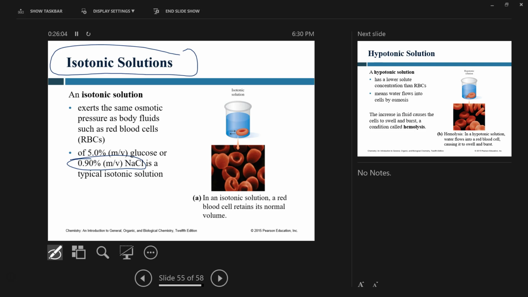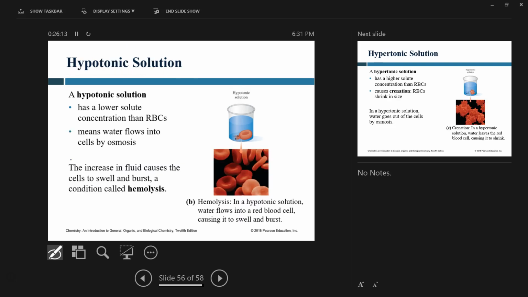So, isotonic solution. In an isotonic solution, cells do not change their volume at all. Are we clear? However, if you put cells in a hypotonic solution, they will start swelling. In an isotonic solution, they don't change anything, don't change volume, don't change size. All right.